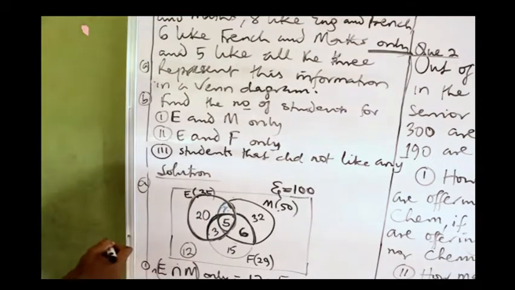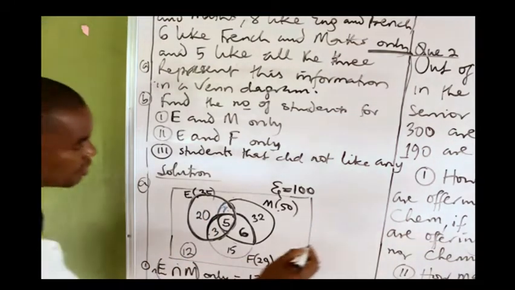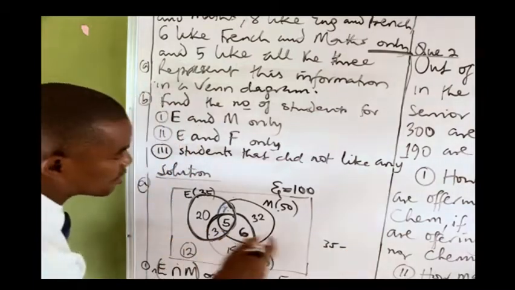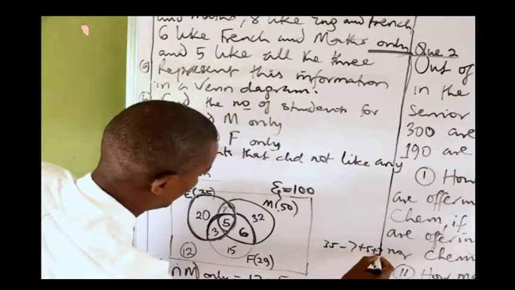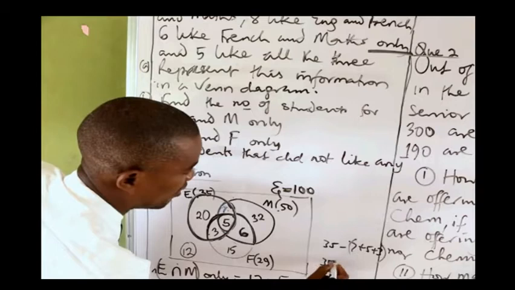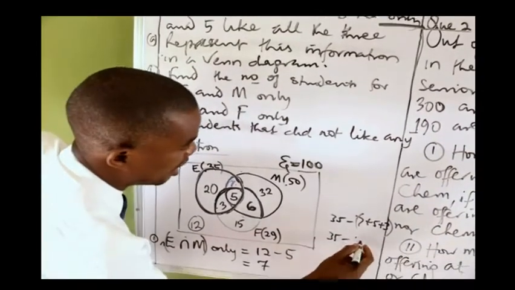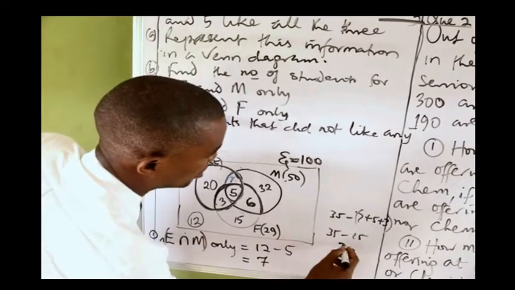20. How did I get it? 35 minus 7 plus 5 plus 3. That gives us 35 minus 15, and that is 20. That was how we got it.